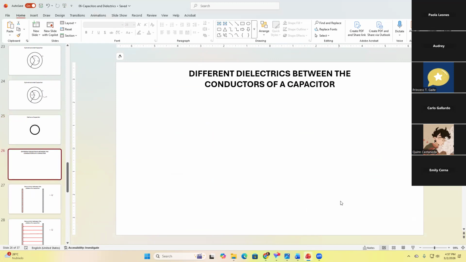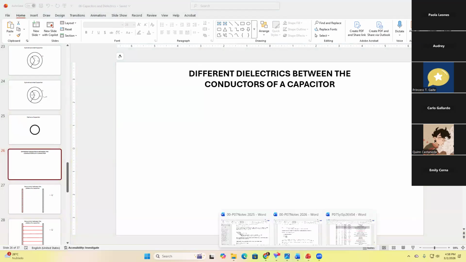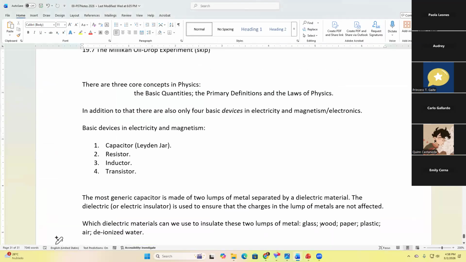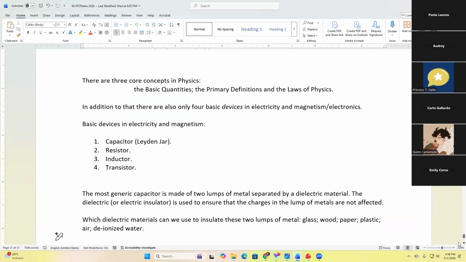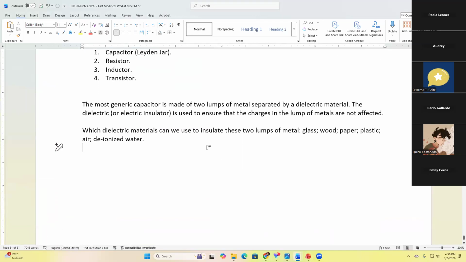So here we go. Different dielectrics between the conductors of a capacitor. Did you get the idea? Okay, let's write that down. Which dielectric material can we use to insulate these two lumps of metal? Glass, wood, paper, right?